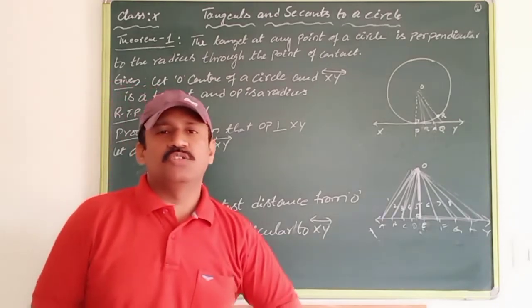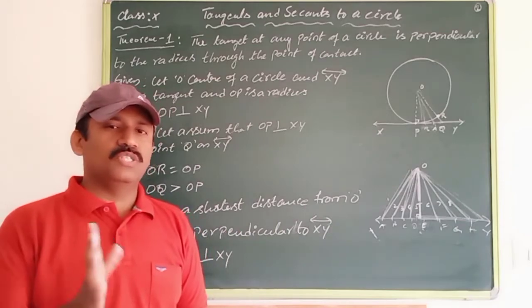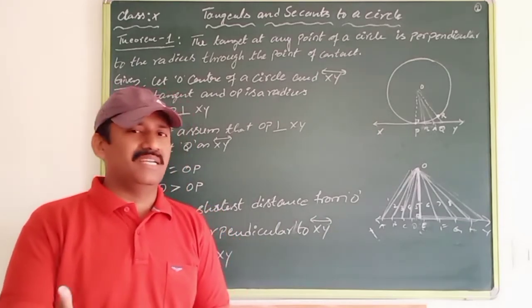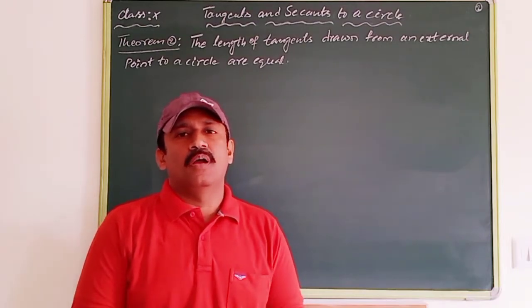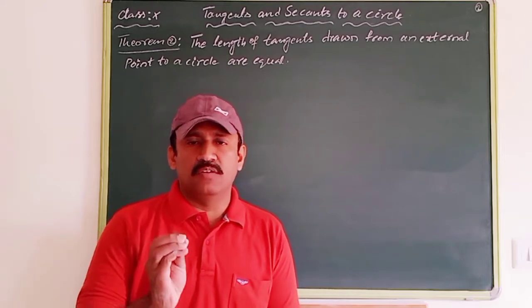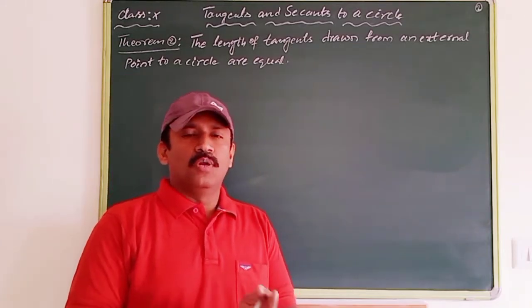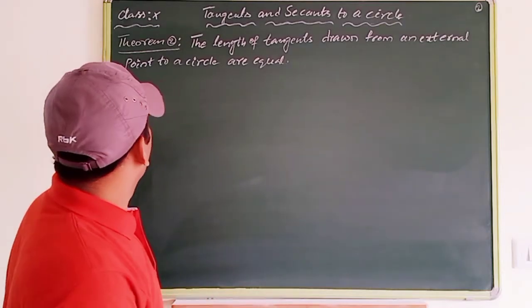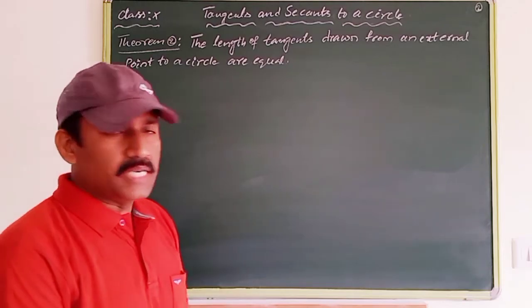So I hope you understood this concept. The next theorem is theorem 9.2. It's the most important theorem for 4 mark questions. Let us discuss. The theorem says the lengths of the tangents drawn from an external point to a circle are equal. In the last class we discussed it; it is one of the important concepts. So one more time we will discuss it.